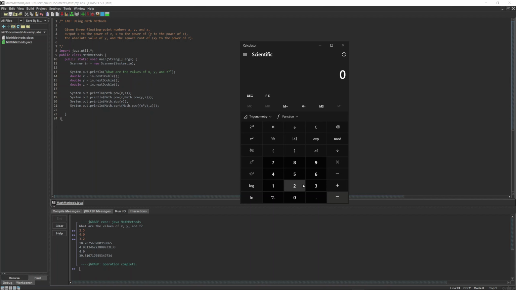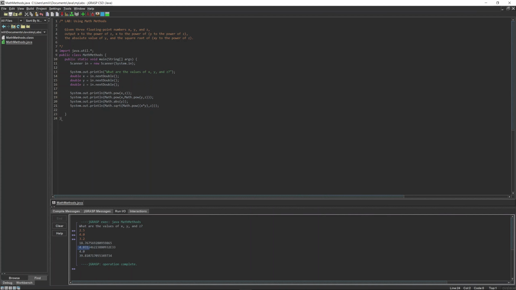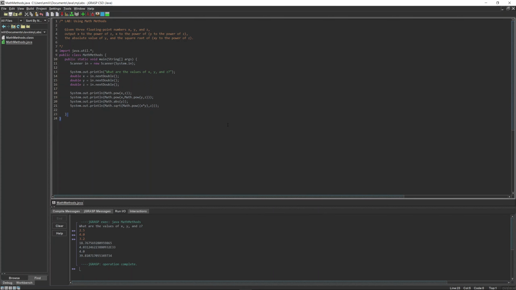So we'll do x. What is x again? 2.5 to the power of, and then in parentheses, y to the power of z. y is 4.0 to the power of z, which is 3.2. That's the inside, and then equals 4.312, and that's what we have down here, 4.312. So there we go. Our calculations are correct. And that's how we solve this lab.